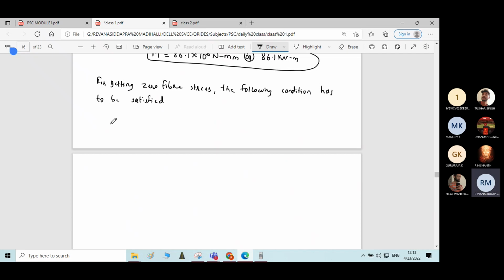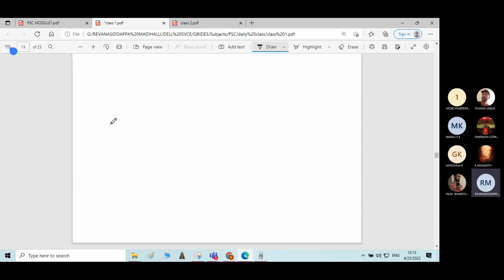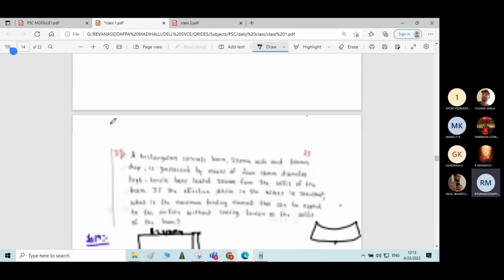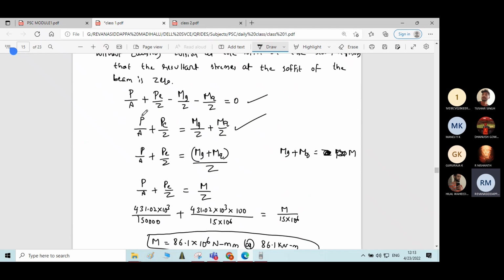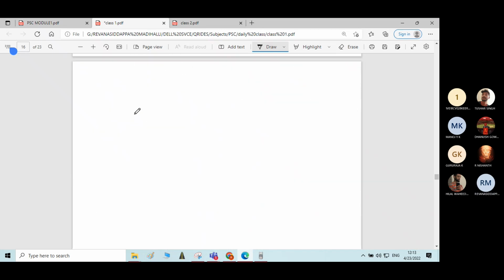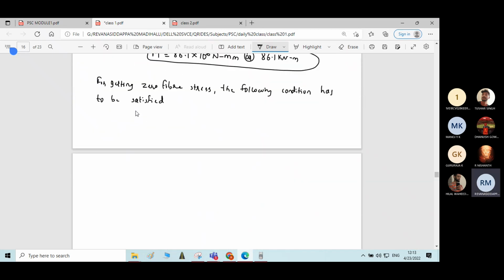What is that condition? Previously I explained in detail. This condition is this equation: P by A plus Pe by Z minus Mg by Z minus Mq by Z is equal to 0. Or P by A plus Pe by Z is equal to Mg by Z plus Mq by Z. Okay.